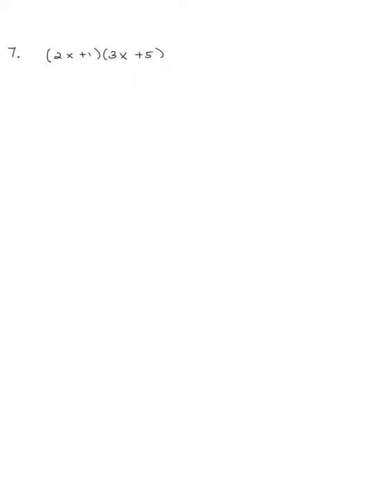Okay, I'm going to use the distributive property to multiply these two polynomials together. 2x gets multiplied to both terms, and then this 1 gets multiplied to both terms as well. When we do that, we get 6x squared plus 10x plus 3x plus 5. The last thing to do is combine any like terms, and there are 2 in the middle. That's a total of 13x with a 5 at the end.